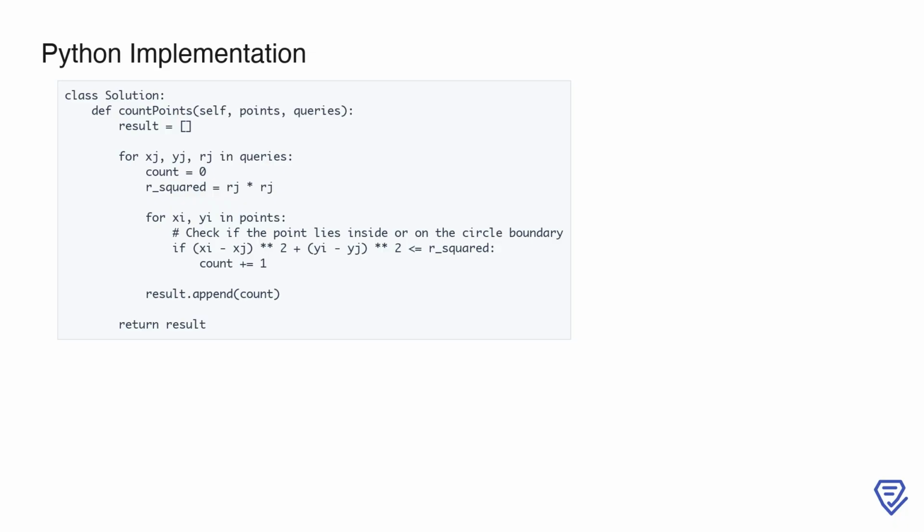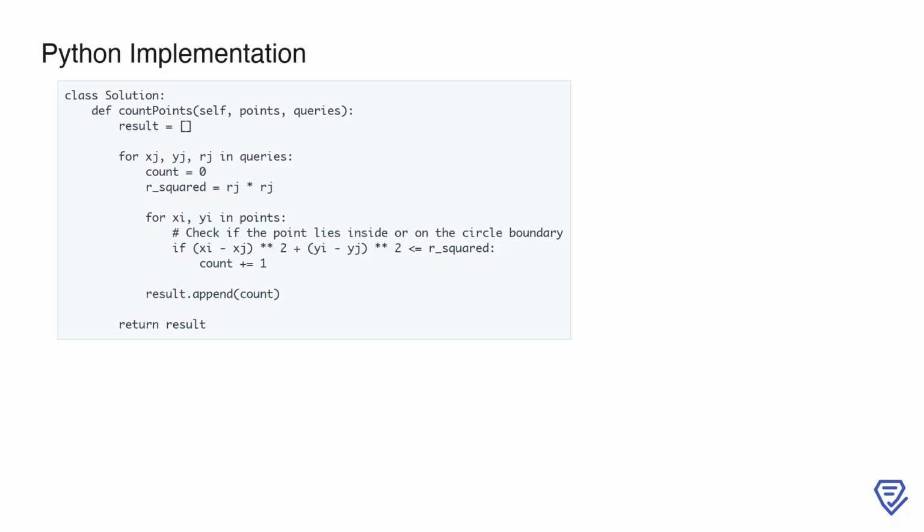Explanation. 1. Initialization. The result list is initialized to store the count of points for each query. 2. Outer loop. The algorithm iterates over each query, xj, yj, rj, where xj and yj are the circle's center coordinates, and rj is the radius. 3. Pre-computation. To optimize calculations, the square of the radius, r_squared, is pre-computed.